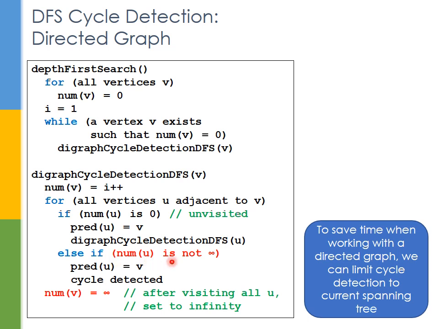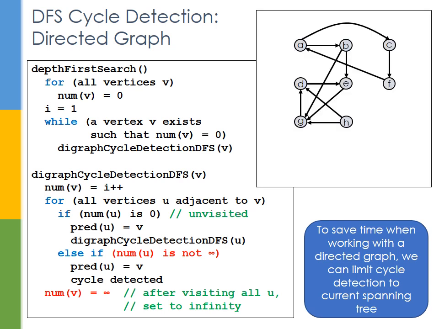Additionally, the condition of our second if statement over here is changed to test whether the number for the current adjacent vertex that we are considering is not infinity. In other words, that the vertex is not in the current spanning tree. Alright, so once again, let's apply this algorithm to an example graph over here.